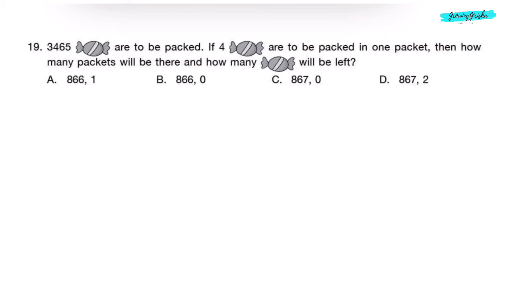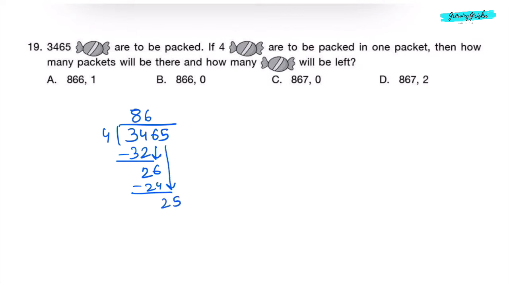Question 19. 3,465 toffees are to be packed. If 4 toffees are to be packed in 1 packet, then how many packets will be there and how many toffees will be left? For that, we will divide 3,465 by 4. 4 8s are 32. 4 6 are 24. 4 6 are 24. So there will be total 866 packs.